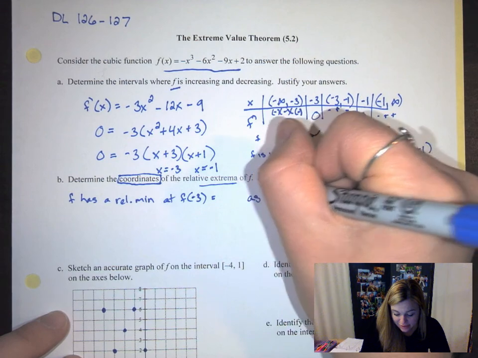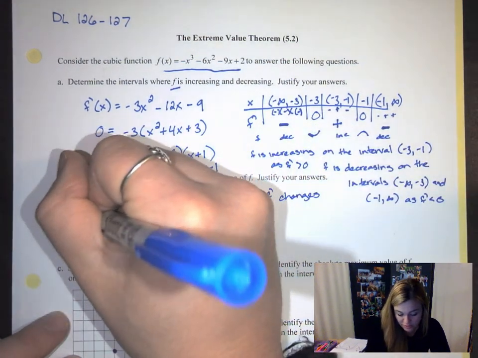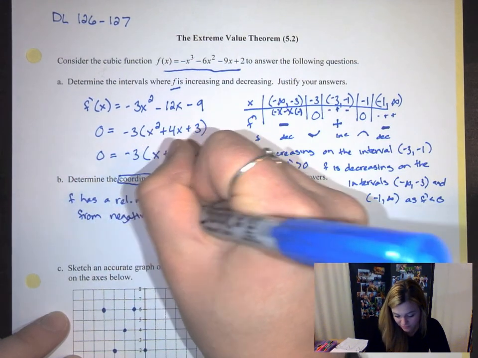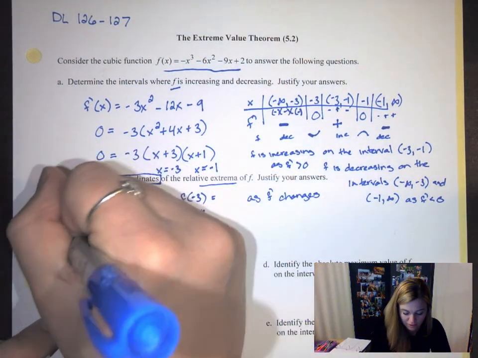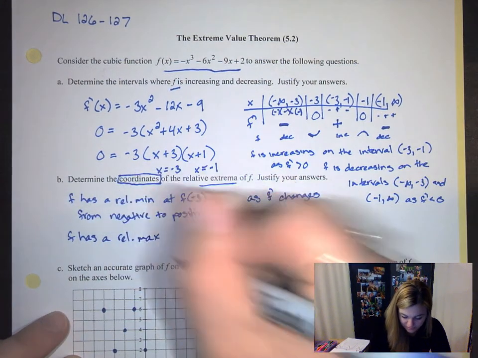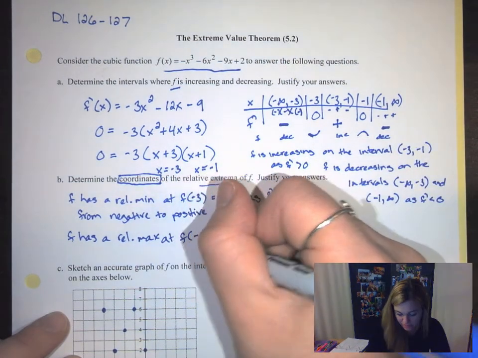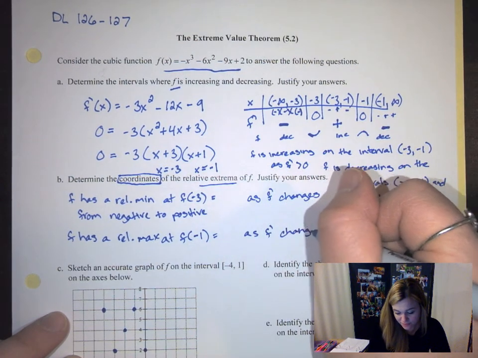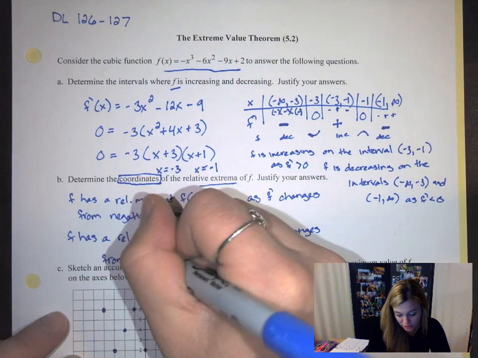And the reason is f prime changes from negative to positive. I'll move my hand in a second. F has a relative max at x equals negative 1. I'm going to say as f prime changes from positive to negative. You guys are getting really good at that.